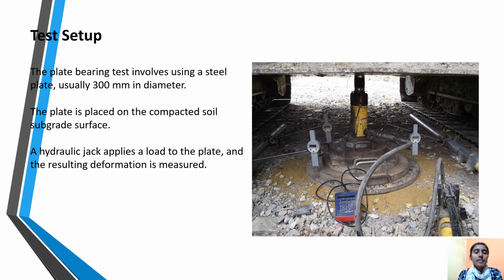Test setup. The plate bearing test involves using a steel plate, usually 300 mm in diameter. The plate is placed on the compacted soil subgrade surface. A hydraulic jack applies a load to the plate and the resulting deformation is measured.